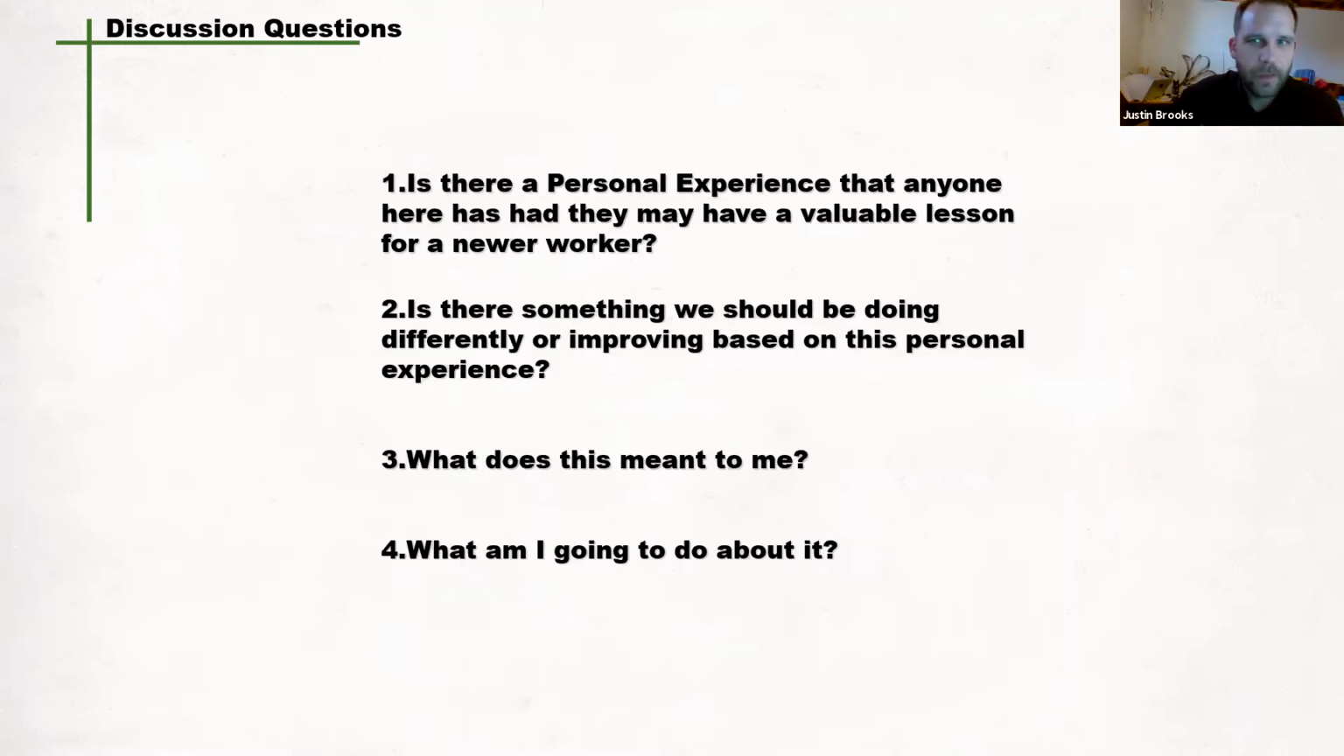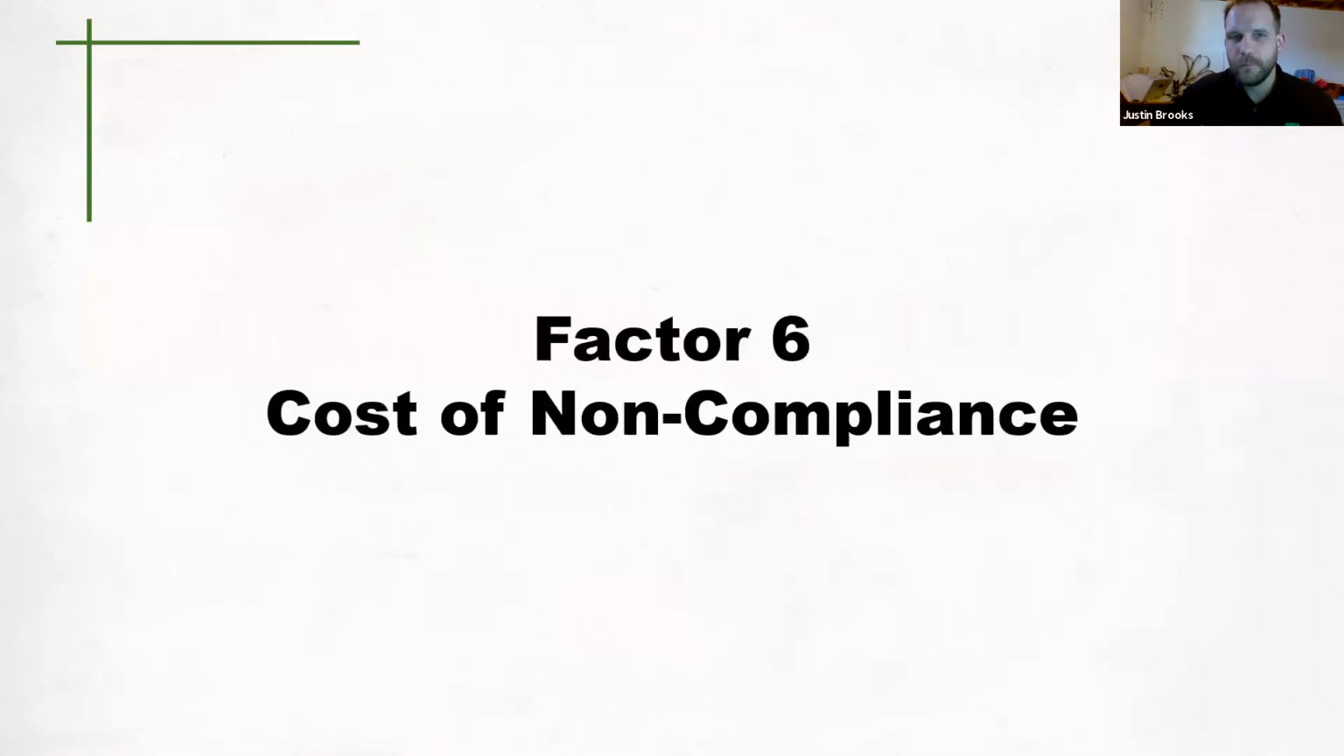All right. So that's halfway through the factors. We're going to start on factor 6 now. This is the cost of non-compliance. A person's decision to accept risk can be influenced by how high the cost of non-compliance will be. If the cost of non-compliance, so for example, taking a risk, is going to be very high, the person may decide to conduct themselves in a manner that will not result in cost or penalty.